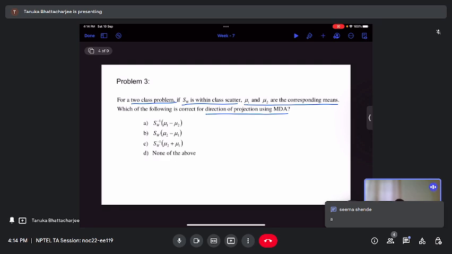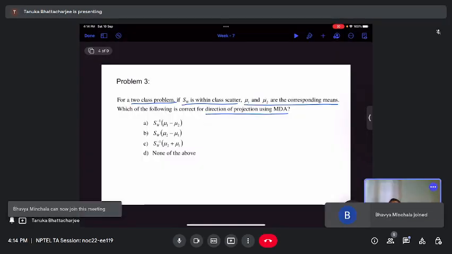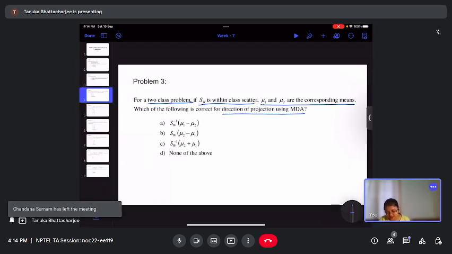Shima is saying option A. Yes, Shima, you are correct. The option is A. So let's revisit this derivation to see how this expression actually comes. Let us have a look at that derivation here.